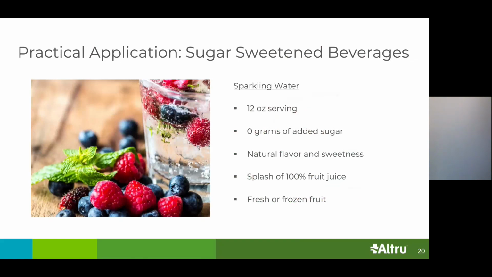So here's just an alternative to the sugar sweetened beverage. If you're still wanting that carbonation, some people like the soda because of that carbonation that they get from it, so we could add sparkling water. A 12-ounce serving wouldn't have any added sugars. You could add some natural flavor and sweetness by either doing a splash of 100% fruit juice, or even adding in fresh or frozen fruit like berries, lemons, limes. Those could all be ways you get that carbonation, and then you get that natural flavor and sweetness with the fruit add-ins.